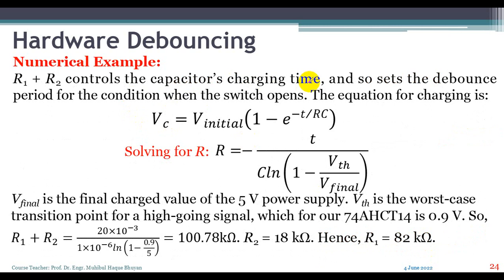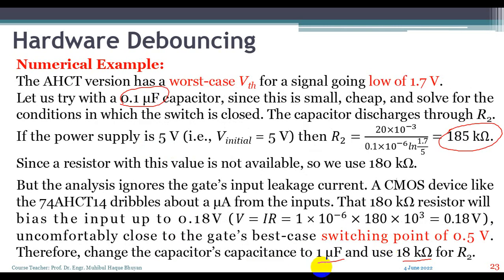R1 plus R2 controls the capacitor charging time and so sets the debounce period for the condition when the switch opens. This is the equation for charging. Solving for R, what do we get? V final is the final charge value of the 5-volt power supply. V threshold is the worst case transition point for a high going signal, which for our 74AHCT14 is 0.9 volt. So R1 plus R2, by using the formula, is 100 kilo ohm, and R2 is 18 kilo ohm. So R1 is 82 kilo ohm. So when you take account of the leakage current, we find that this is our suitable value: R2 is 18 kilo ohm, R1 is 82 kilo ohm, and the capacitor is 1 microfarad.